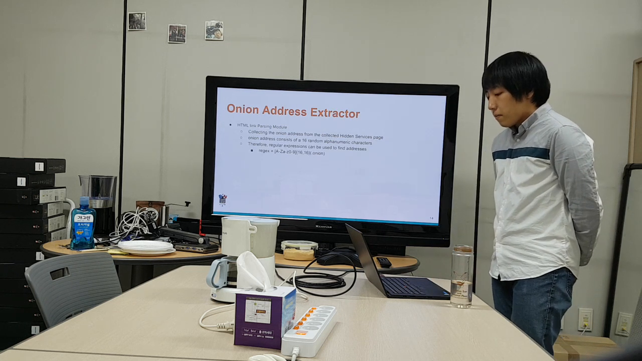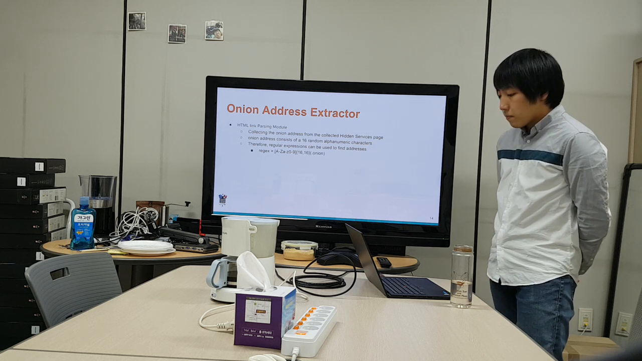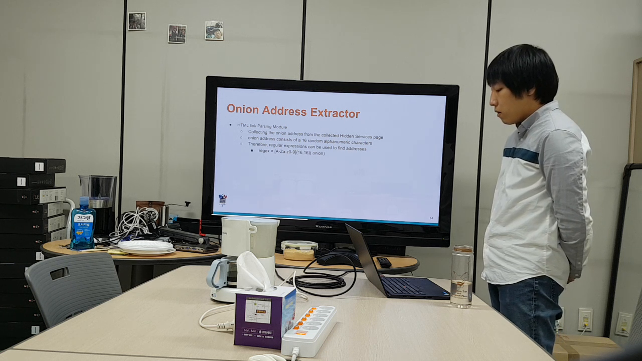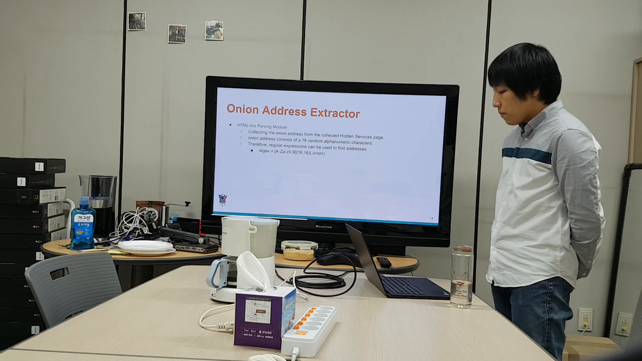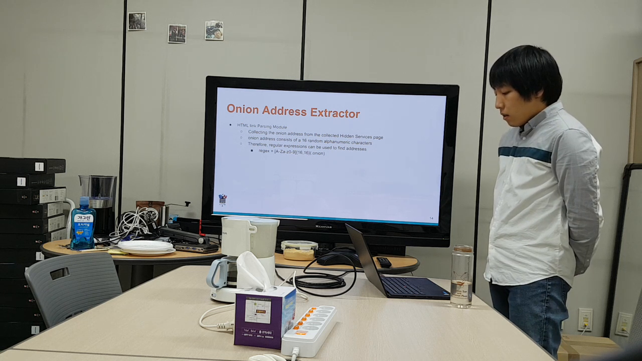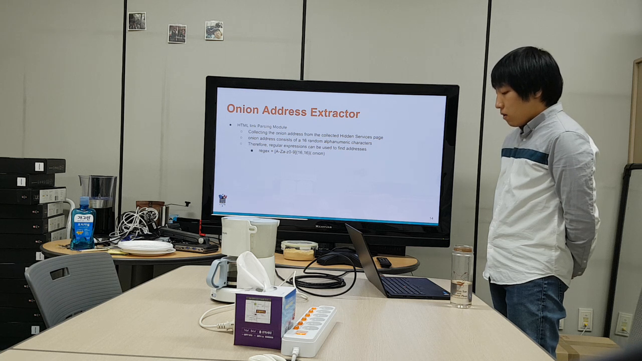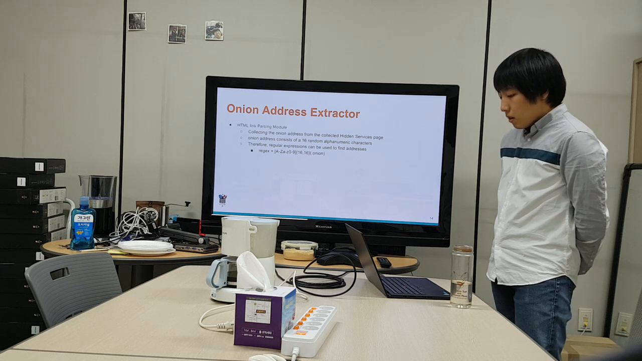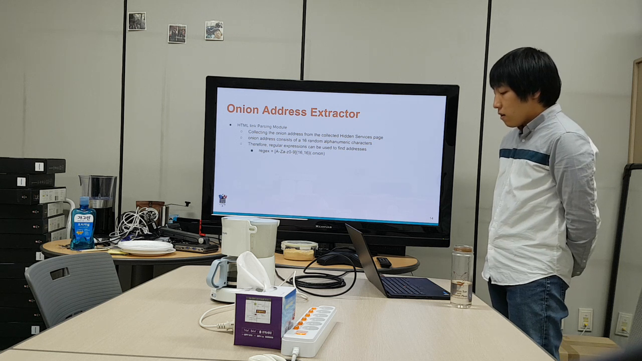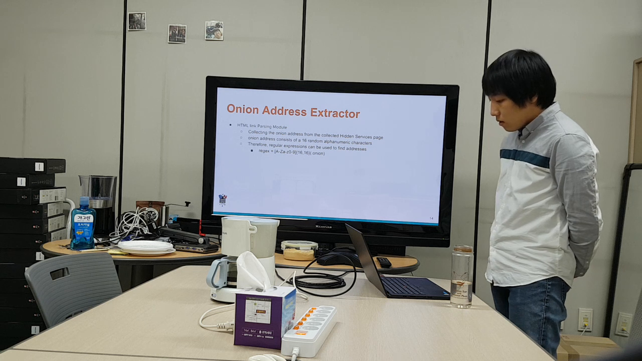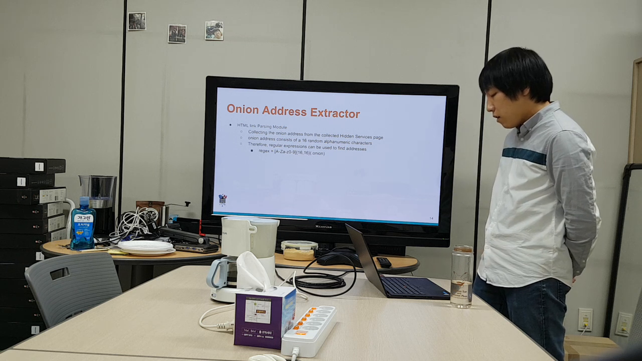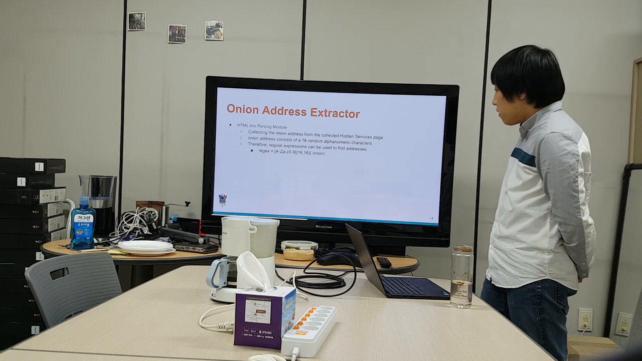Onion address extractor finds new onion addresses. The HTML link parsing module finds new onion addresses from the collected hidden service pages. The onion address consists of 18 random alphanumeric characters. Therefore, the HTML link parsing module can use the regular expression on the slide to find the onion address.